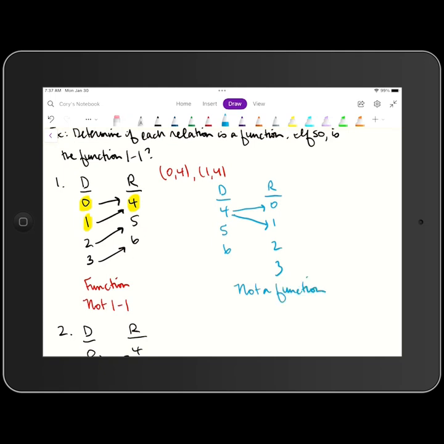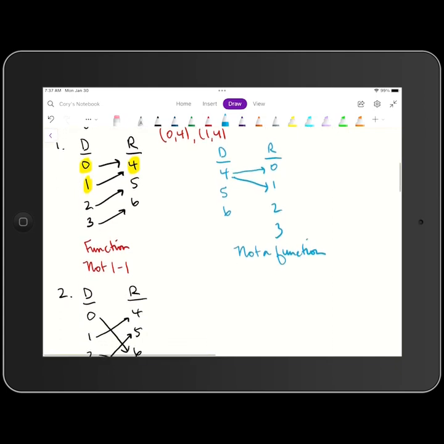And the reason being is that the original function is not 1-to-1. So if your original function is not 1-to-1, when you switch the x and y coordinates, you're going to have some x values that go to more than one y value, indicating that that is not a function.